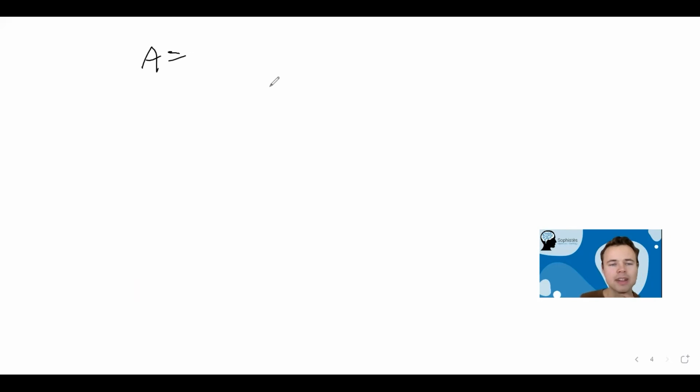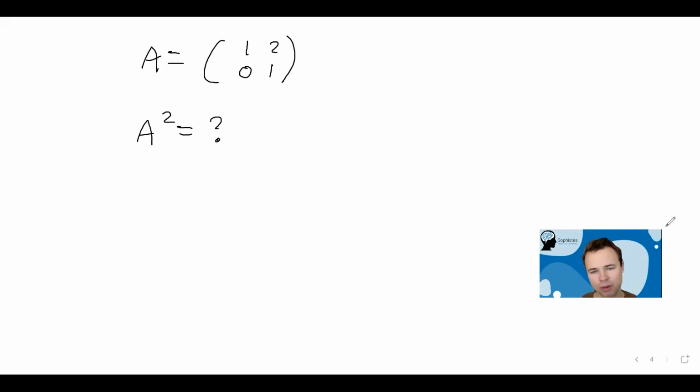A is [[1, 2], [0, 1]]. And the question is, what is A squared? Well, if you want to square it, it will not be [[1, 4], [0, 1]]. So you cannot simply square the numbers individually.